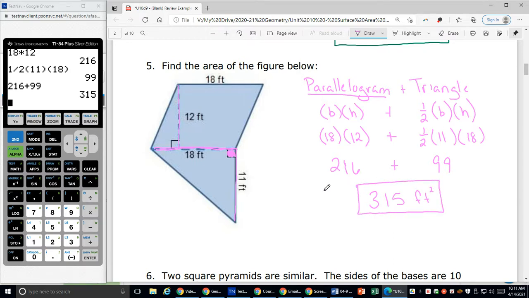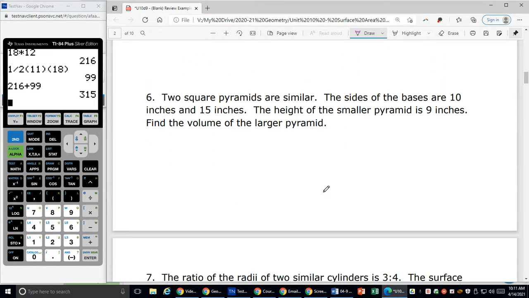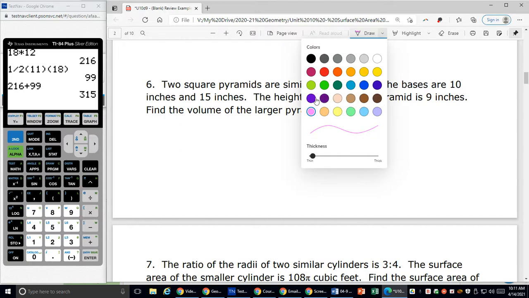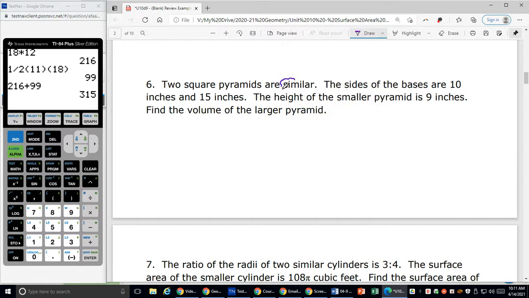Okay, let's look at number 6. All right, for number 6, 2 square pyramids are similar. Ooh, that's a good word to note. 2 square pyramids are similar. You know what that makes me want to do? The sides of the bases are 10 and 15 inches.